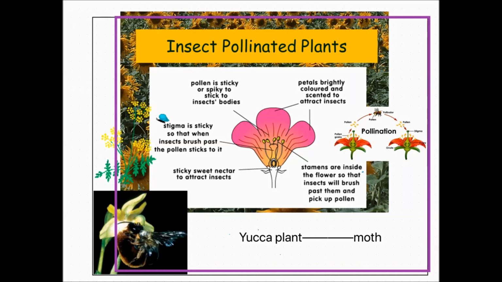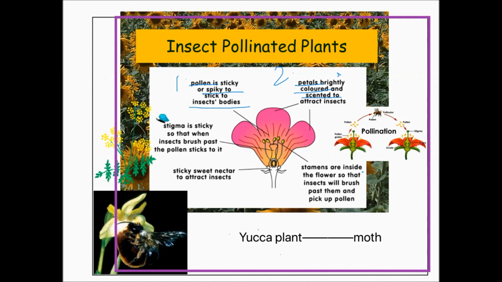Let us see insect pollinated plants. What are the characteristic features of the flowers in insect pollinated plants? First of all, the pollen should be sticky or spiky so that it can easily stick to the insects' bodies. Second one, petals will be brightly colored and scented. So fragrance will be there to attract the insects.